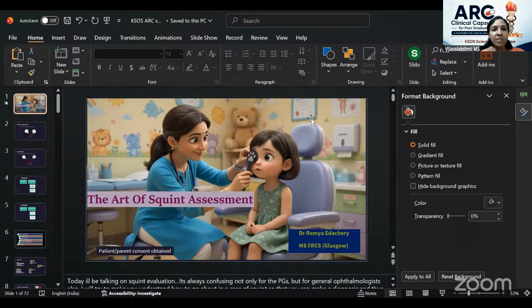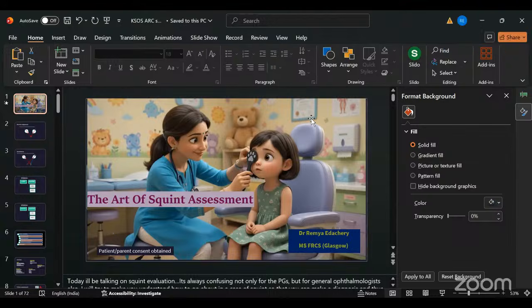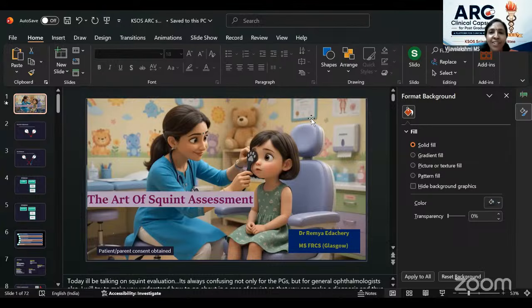Anything to comment, Dr. Sujit? No, but actually my voice is lost. So please carry on. Okay. Rajesh sir, do you have anything to comment? PGs, any doubts to be asked?